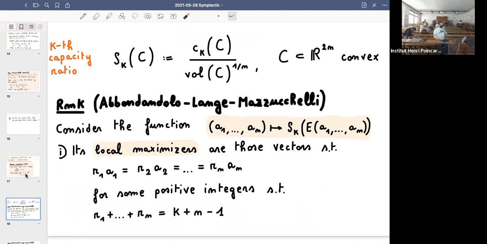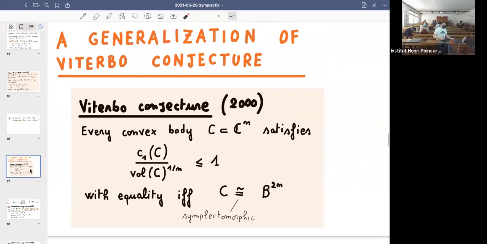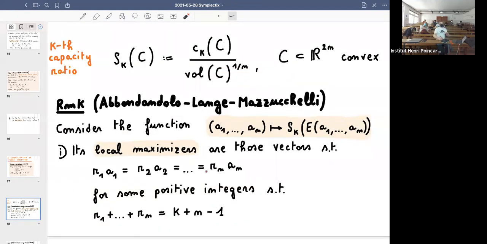Our work was motivated by the following remark. Let me first introduce what I call the kth capacity ratio, which is the same thing as the systolic ratio in the Viterbo conjecture, but for the kth capacity. By the way, Viterbo's conjecture is phrased for any capacity, and indeed there's a harder conjecture that says that all symplectic capacities coincide on convex bodies. But let me stick to the Ekeland-Hofer capacities for this generalization.